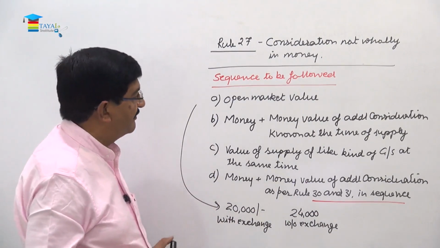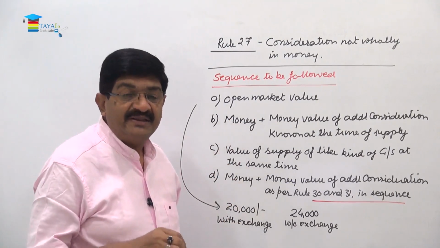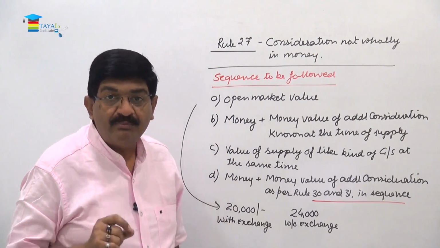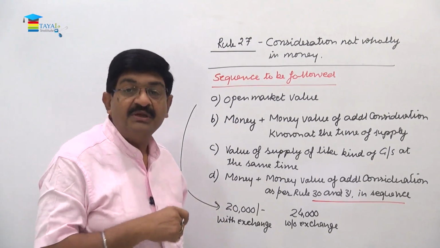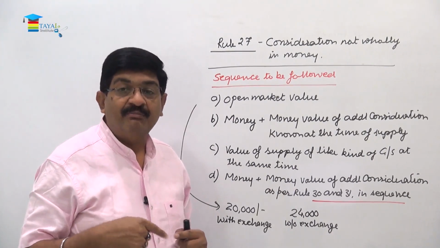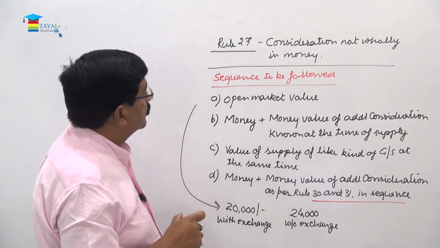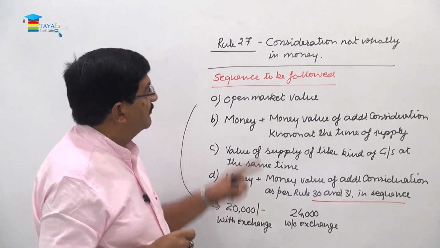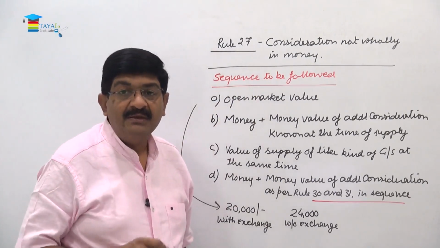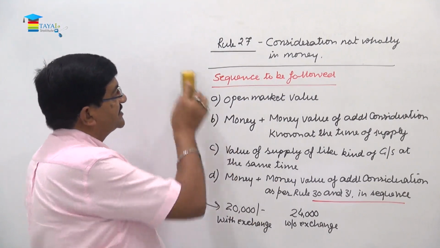What shall be the value? For other things, examples are not there, but in the material you can certainly find the examples. In the exam, rules are more important, law is more important, so you can give answers based on knowledge of the subject. Reading a number of examples may help you understand it more, but the base is the rules themselves. So this is rule number 27. It becomes applicable when consideration is not wholly in money.